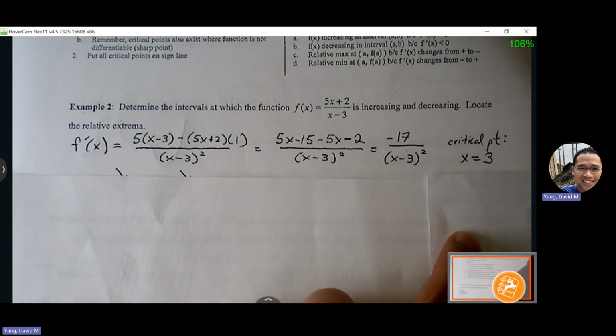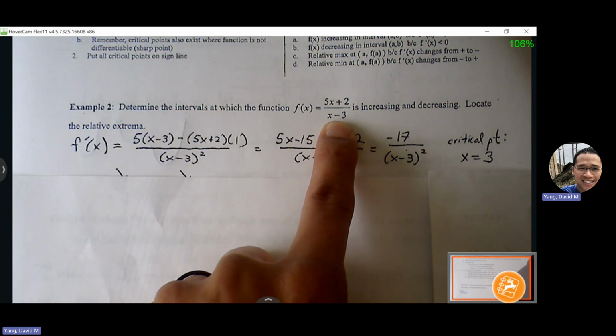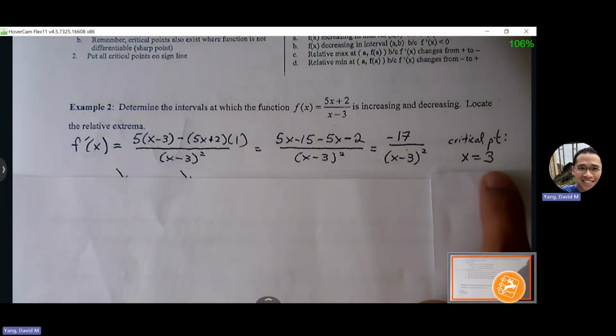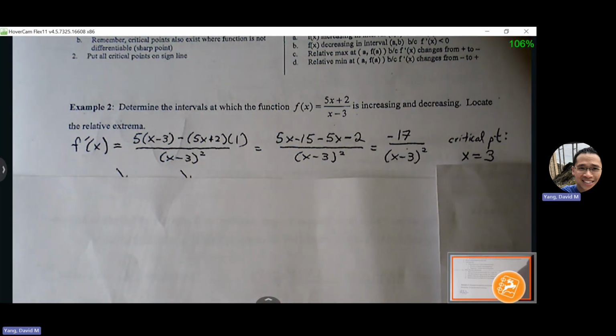X equals 3. Now look back at the original problem. What do you know about x equals 3? It's a what? It's a vertical asymptote. So you know that there's no chance that this could be a relative max or relative min, right? But we're still going to go through our f prime sign line. We still want to know the behavior of the slopes on either side of that 3.